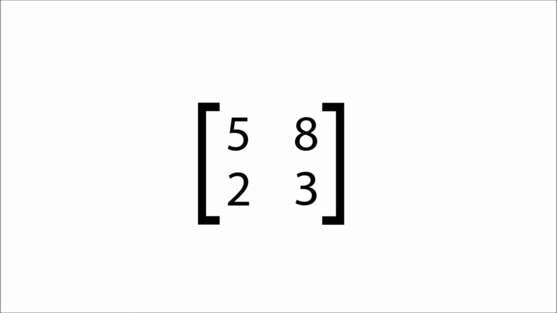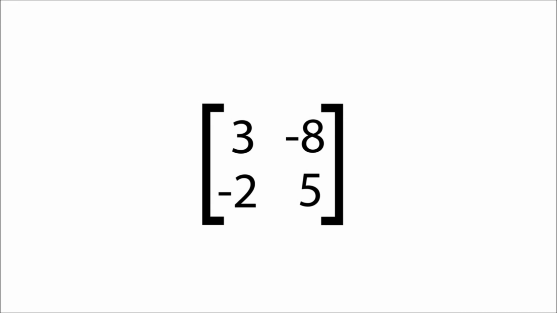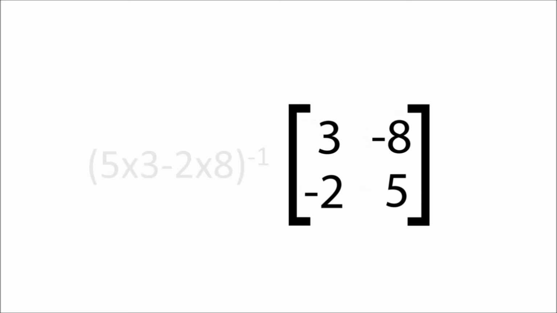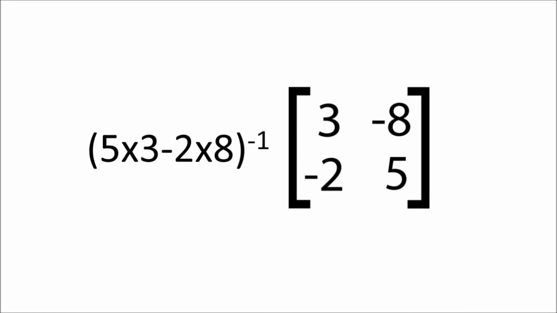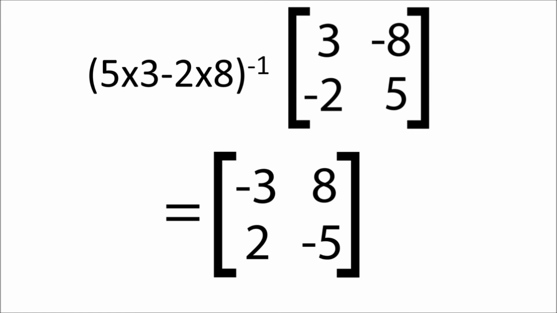We switch 3 and 5 and add negatives to 2 and 8, as you can see here. Now we divide the whole thing by 3 times 5 minus 2 times 8. This will give us the inverse of our key.